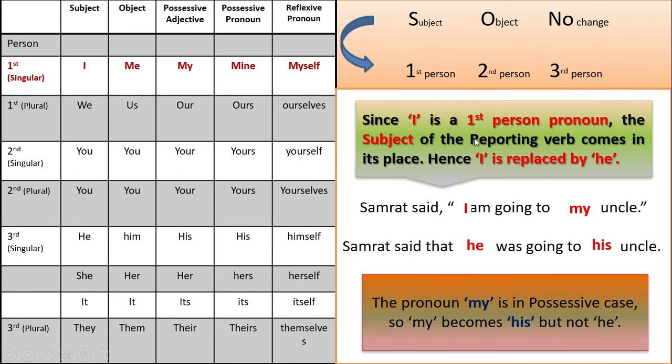Since I is the first person pronoun, the subject of the reporting verb comes in its place. The subject is Samrat. Samrat is a man, and the pronoun that we use for Samrat, a man, is he. So I changes to he. I is in subjective case and he is also in subjective case. Now was going to his uncle. Now again, my is possessive adjective and the possessive adjective of he is his. So his uncle. Samrat said that he was going to his uncle.